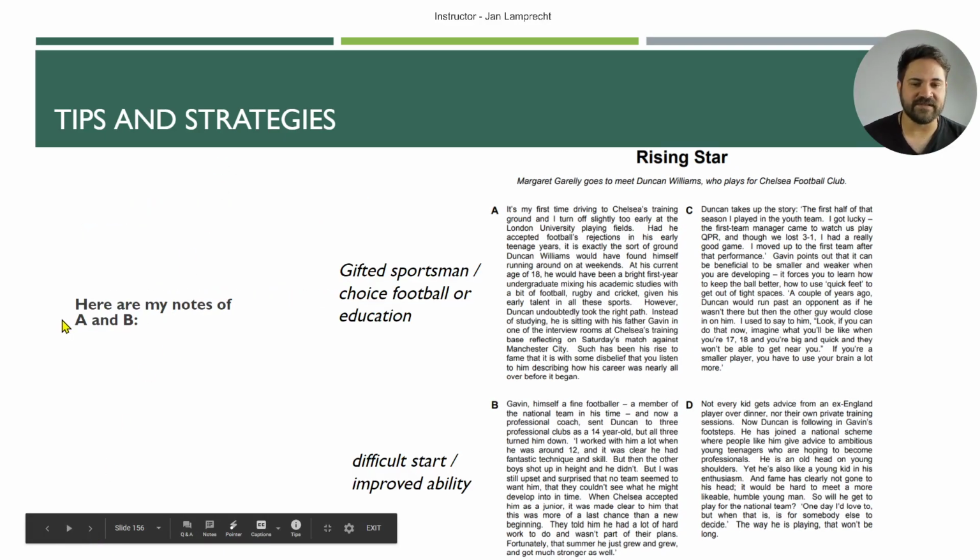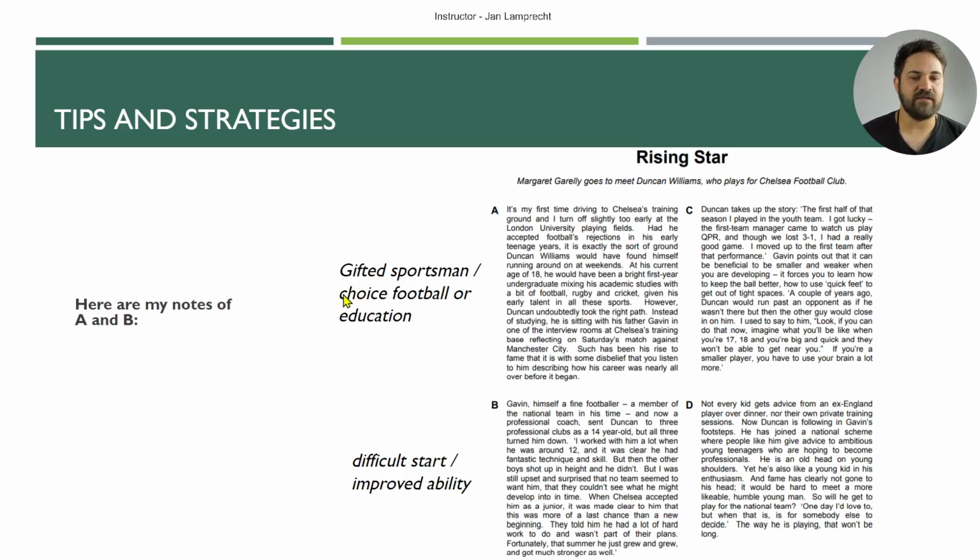Here are my summaries. Paragraph A, he was a gifted sportsman. He had a choice of football or education. That was the choice basically he had to make.